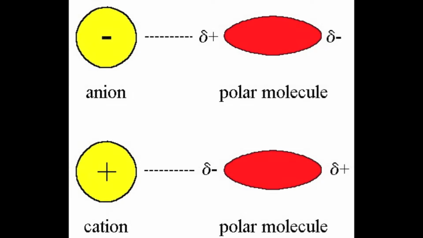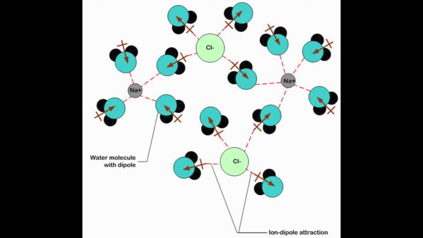Thanks, Bryna. Ion-dipole forces exist between an ion and a polar molecule. Cations, or positively charged ions, are attracted to the negative end of a dipole, and anions, negatively charged ions, are attracted to the positive end of a dipole. The forces increase as the ionic charge or magnitude of the dipole moment increases. This force allows for the dissociation of ionic substances in polar liquids.